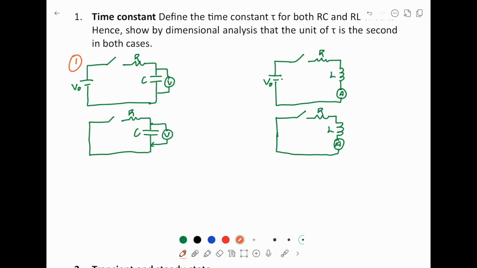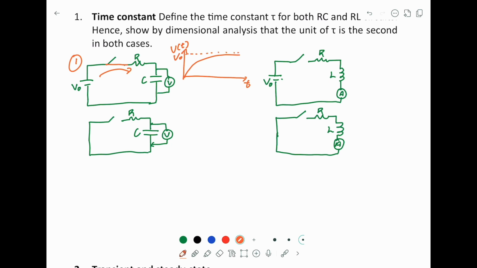Number one is the RC circuit. When the switch is closed, the current will flow through and the voltage across the capacitor will rise. So it will look like this. This is the time and this is the voltage across the capacitor. And this line will be V0.